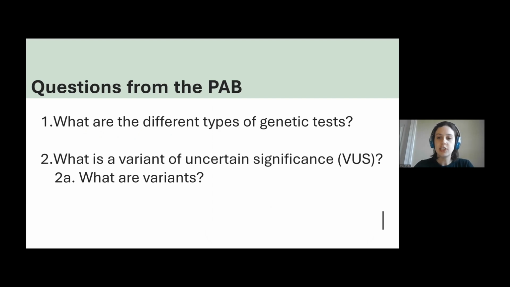So this presentation was informed a lot by a couple of questions that we got from the Parental Advisory Board. And those two specific questions were, what are the different types of genetic tests? And then secondarily, what is a variant of uncertain significance in the context of a genetic test result? And to answer that question, we're also going to go into a little bit of information about what variants are, generally speaking.